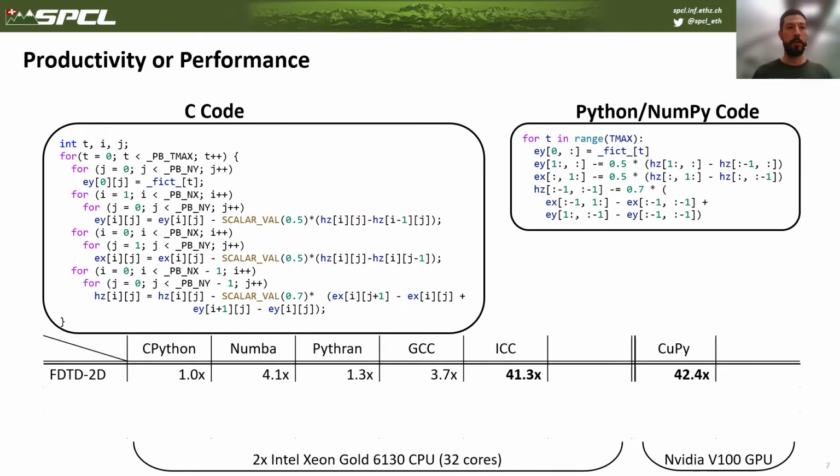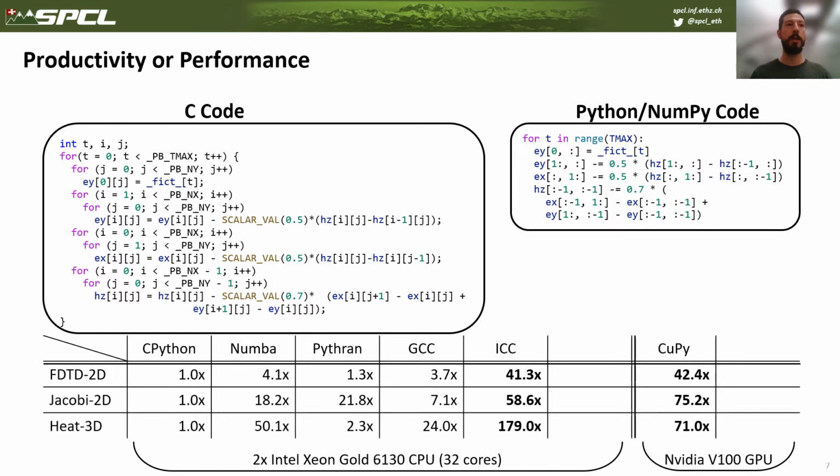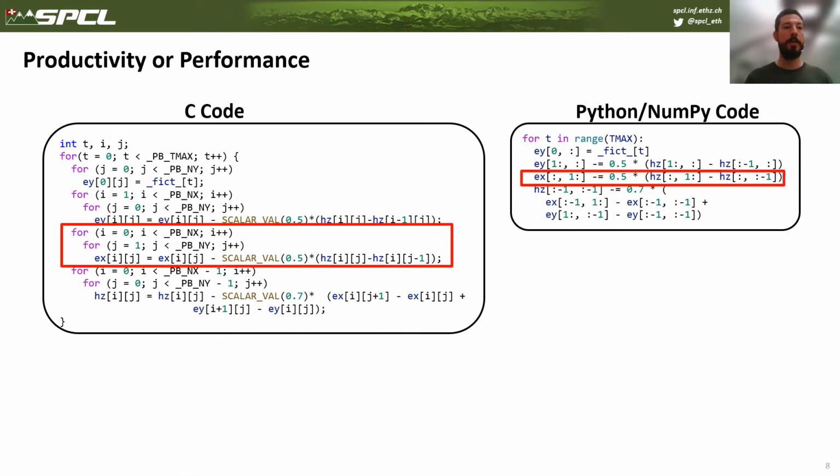Now, again, to make sure that this is not just a fluke, we make the same test with a couple more similar stencil codes, Jacobi 2D and Heat3D, and we see the same picture. So, what is exactly the issue with these stencil codes and the CPython interpreter? Let's focus on a specific line in the Python code and the equivalent loop nest that implements it in C. Now, the CPython interpreter executes the operations from right to left.